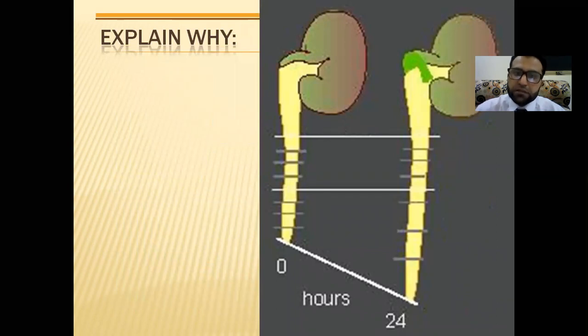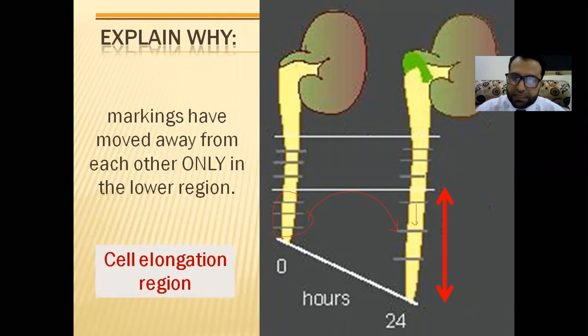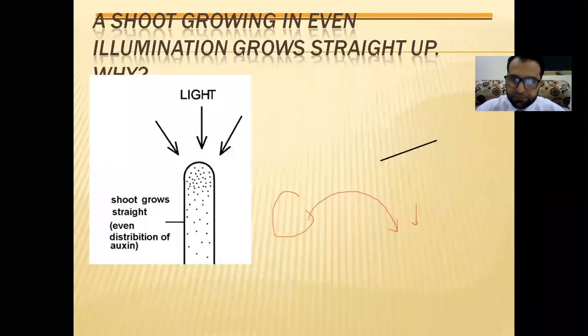Like you can see here, these points. After 24 hours, the points become far away from each other. So what is the reason for this? The reason is that it's an area of elongation, where the auxin elongates the cells, and because of that the points become far away from each other. The markings have moved away from each other only in the lower region. This is the cell elongation region, right?